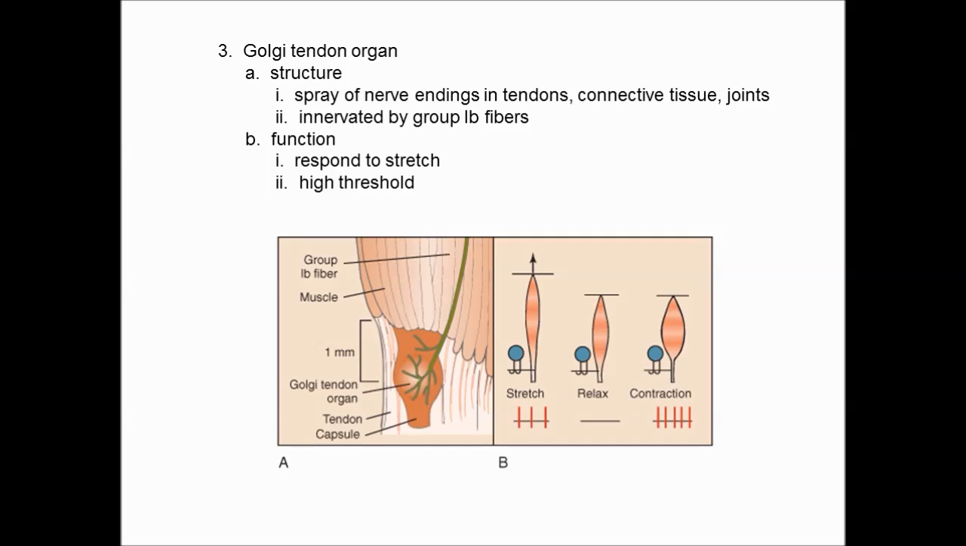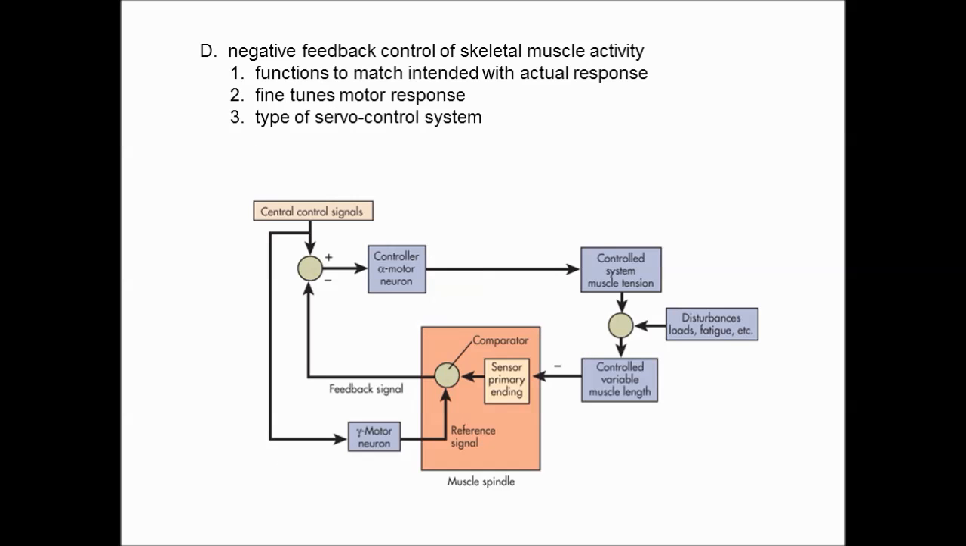So high threshold response to stretch is probably the take-home message. This is a kind of complex diagram, but it really is a good one because it explains what these devices are trying to do. If you could imagine that this is the motor cortex up in the brain, and this is the area that's going to tell our muscle to contract, and over here is the muscle. So the muscle decides to contract.